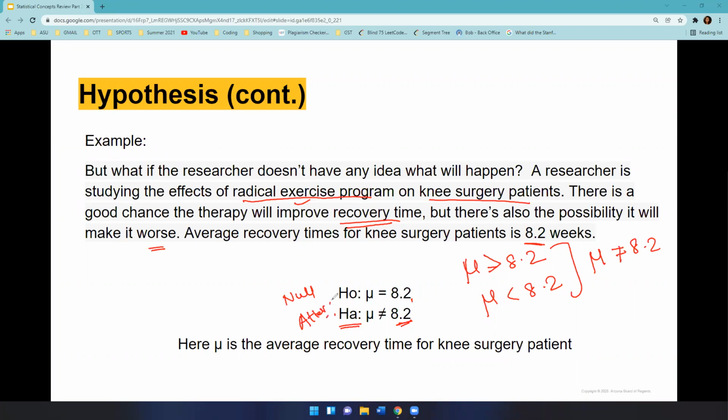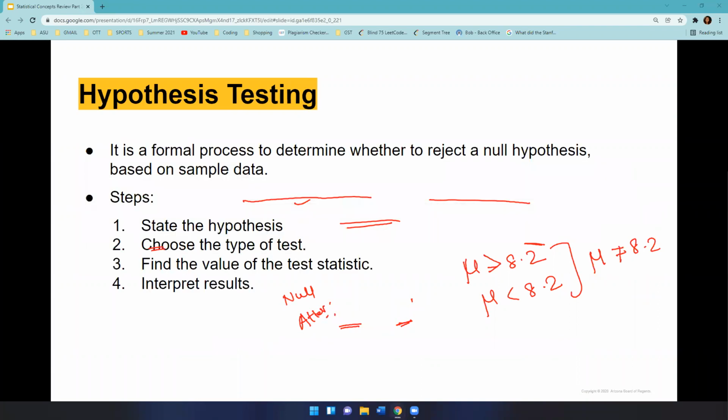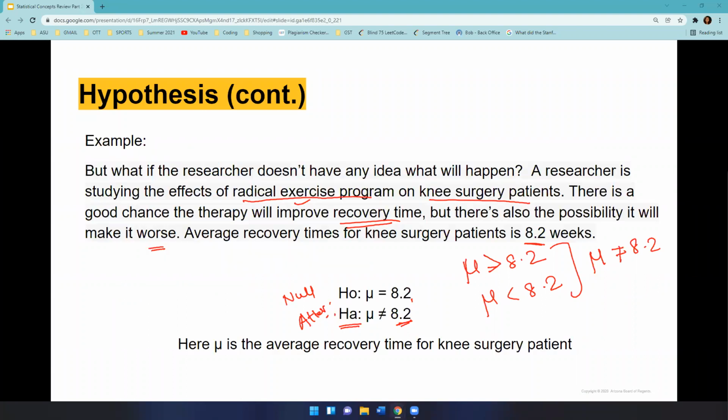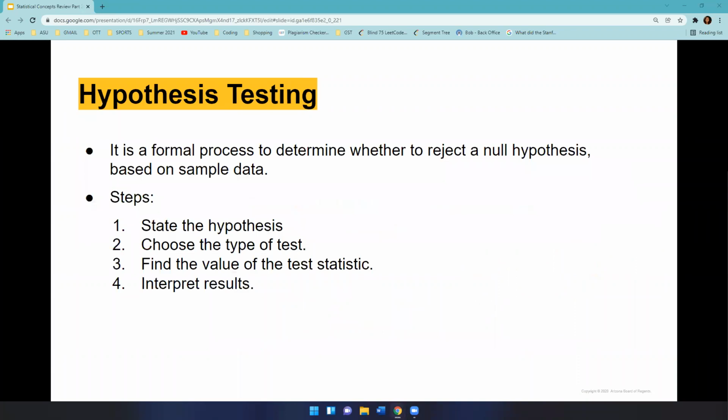So this is how we define null and alternative hypothesis. Once we have the hypothesis, for any hypothesis testing, these are the 4 steps we follow. First of all, we declare the hypothesis, the one we just studied, the null and alternative. That is the first step.